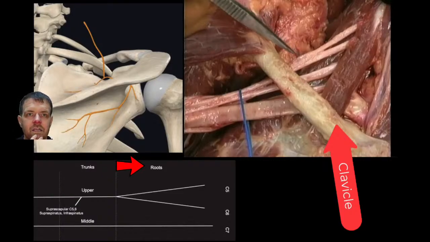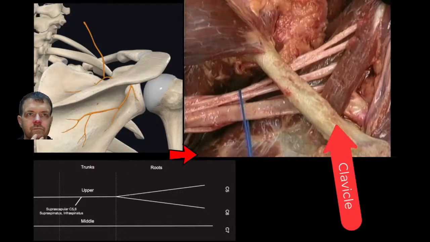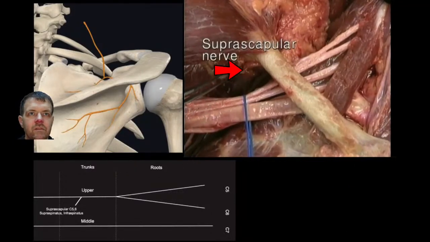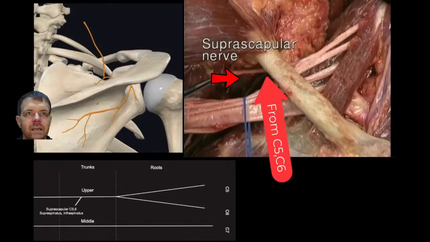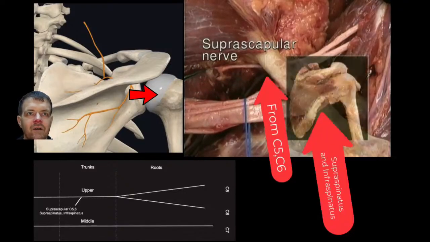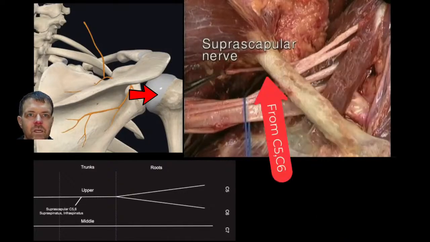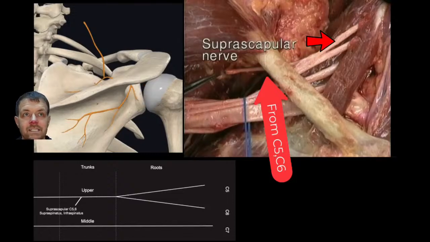So let's have a look at that. And there it is, just underneath there. And I'm just going to pause that there. In fact, I'm just going to rewind a second. There we go. That's a good one. Okay, so you can see C5, C6 there. See where it becomes joined together. So that's this bit here. Yeah, so from the roots into that upper trunk.